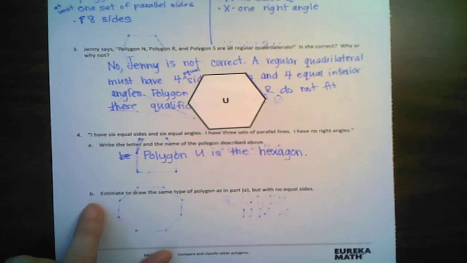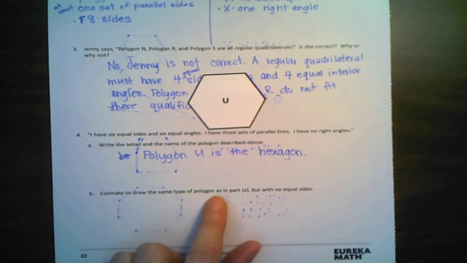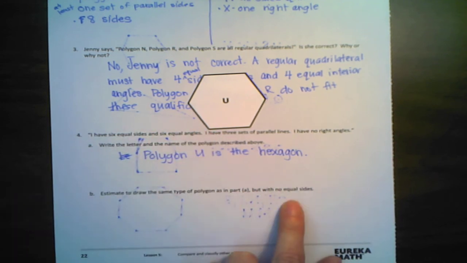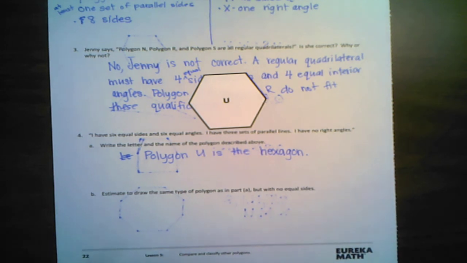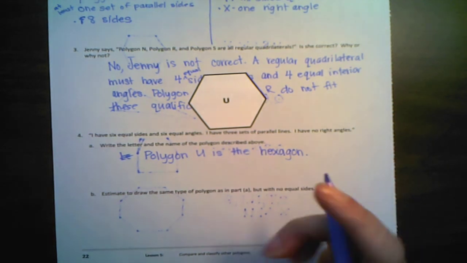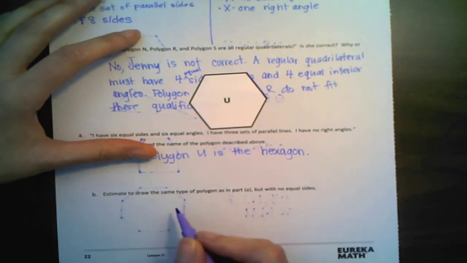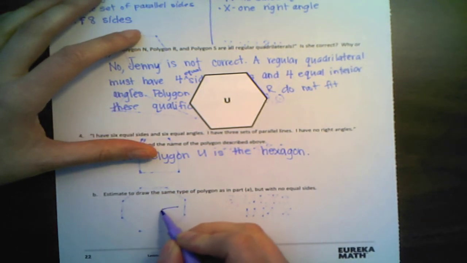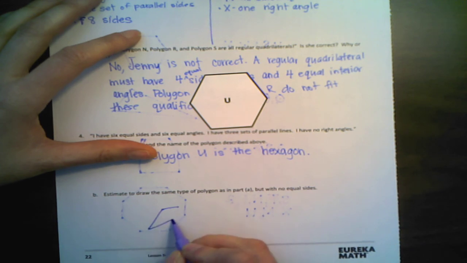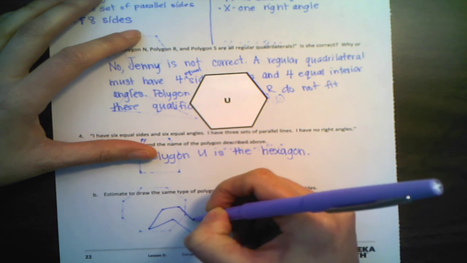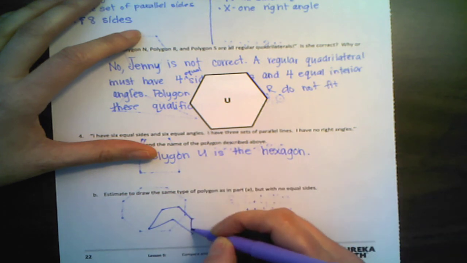Will you read B with me, please? Estimate to draw the same type of polygon as is in part A, but with no equal sides. So what it's asking is for us to draw a 6-sided figure, but that doesn't have equal sides. Can we do that? Sure, I'm up for the challenge. Go for it. 1, make this one longer, 2, 3, 4, 5, 6.